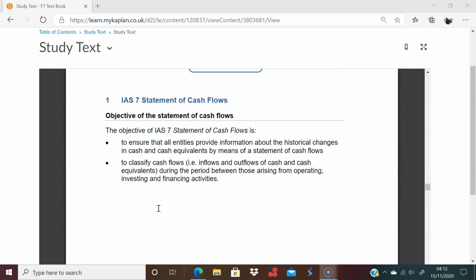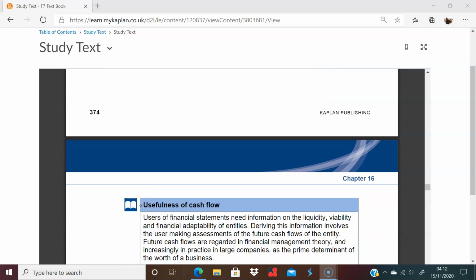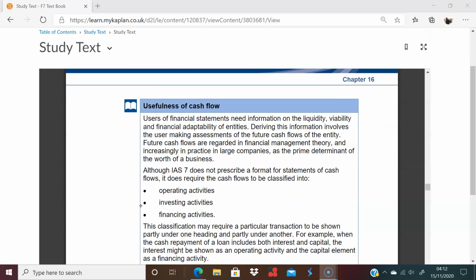So what are the objectives? Again, the whole idea is about trying to understand the movements from one year to the next. So, providing information about the historical changes in cash and cash equivalents by means of a statement of cash flow, and to be able to break this down, because we agree that we can only have cash movements from three areas: operations, investing, and financing. As I said in the earlier videos, people like to look at profitability, and profitability is a great signal as to how well an organization is doing.